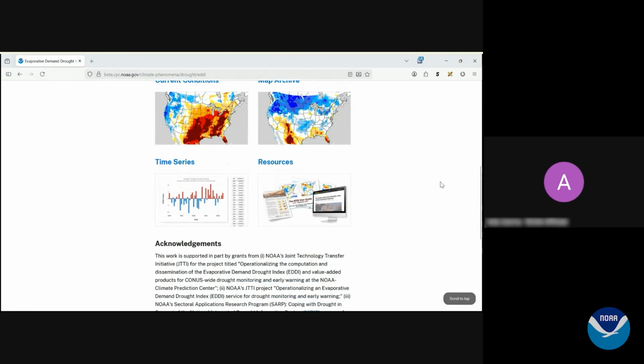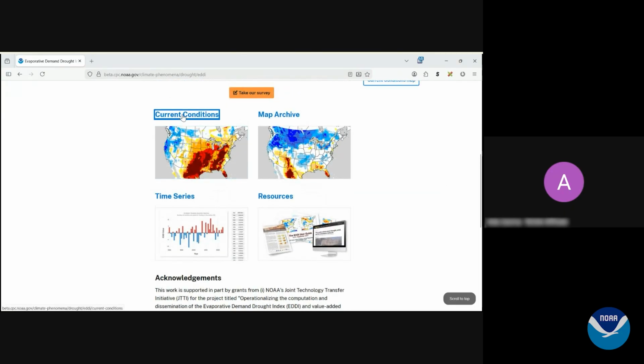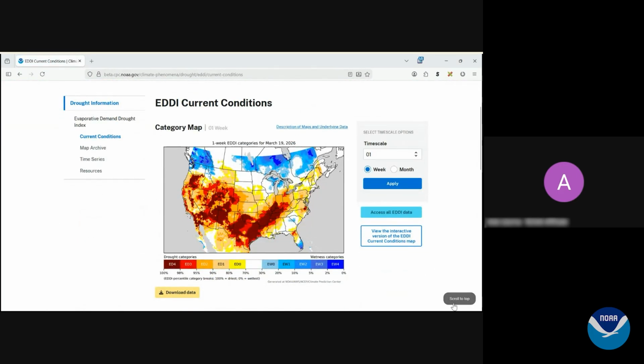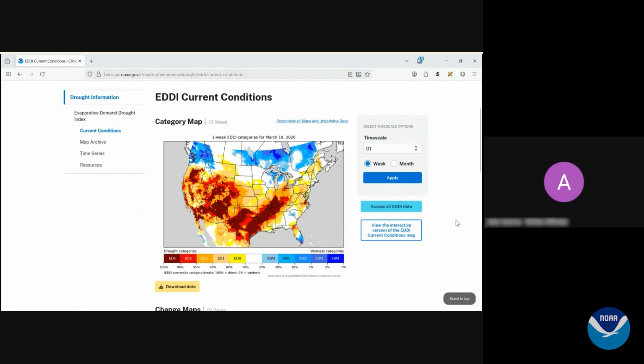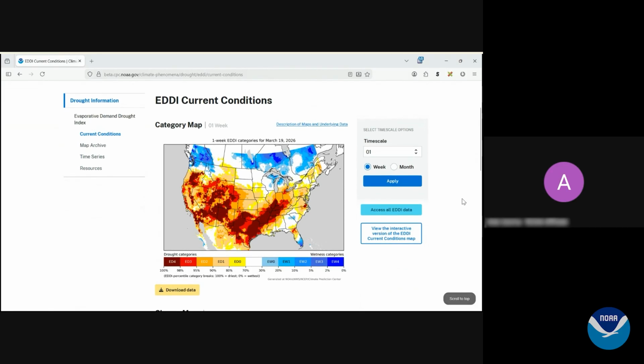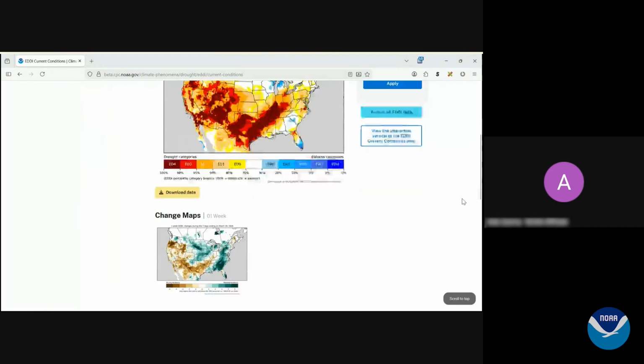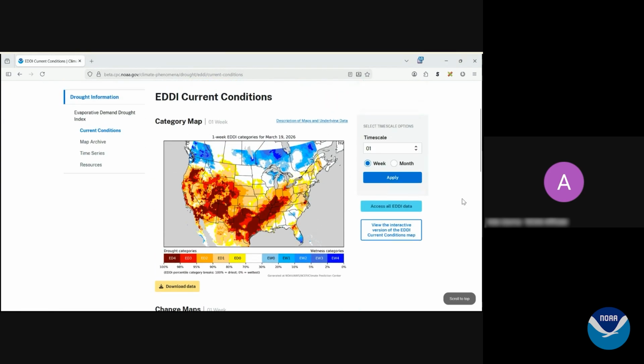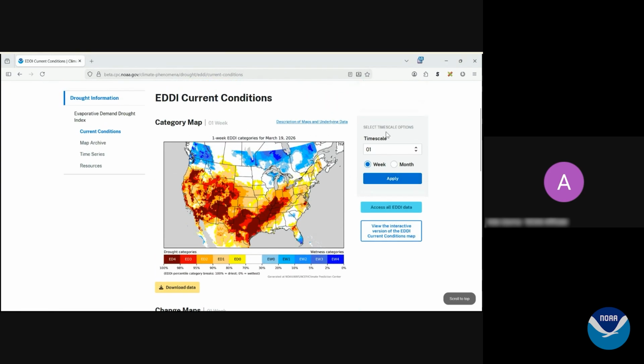So let me go through these sections one by one. First, we have the EDDI current conditions. And here in this section, we have displays of the different types of EDDI maps. The first set of images are the most recent category, change, and attribution maps for 1 week. And in the right sidebar here, there are timescale options where you can select between the 24 timescales, 12 for week and 12 for month. And the images will change based on what you select.